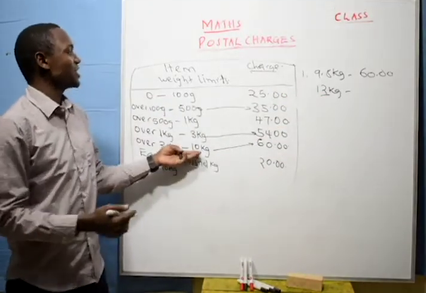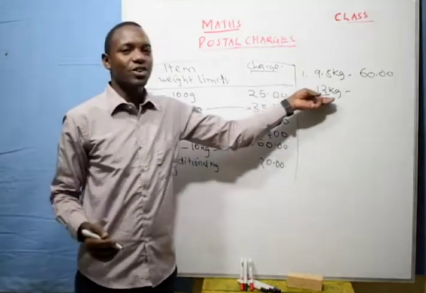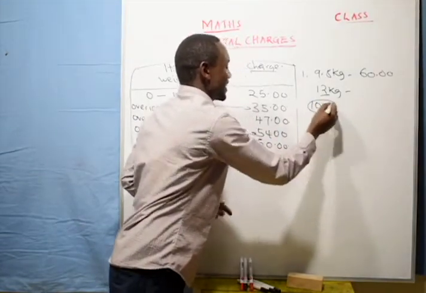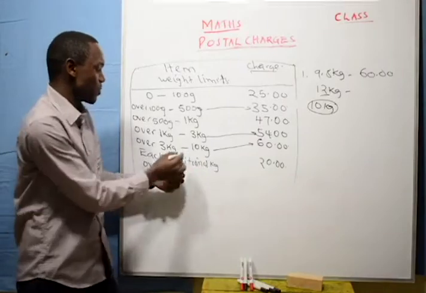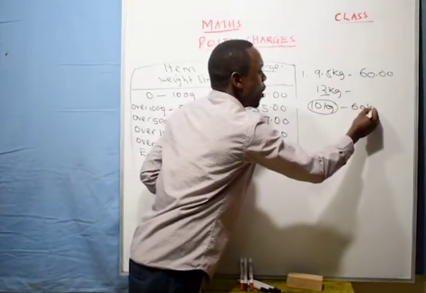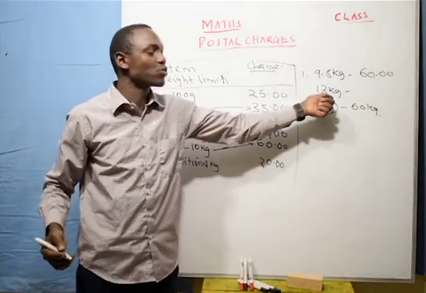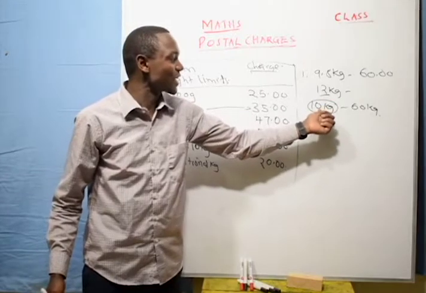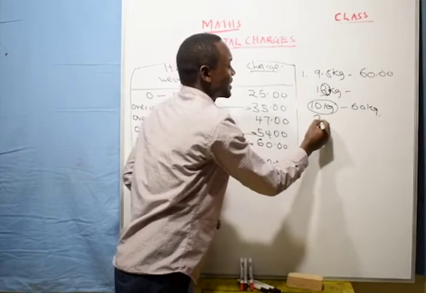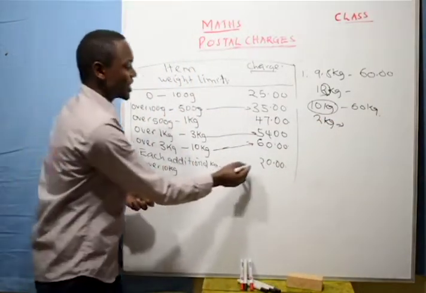The weight limit for these charges is up to 10 kilograms. So, in 12 kilograms, we have already 10 kilograms. How much will he pay for the 10 kilograms? We will pay 60 shillings. How many additional kilograms are there over 10? He had 12 kilograms. The first 10 kilograms will pay 60 shillings. Then we have 2 additional kilograms. Each additional kilogram is 20 shillings.